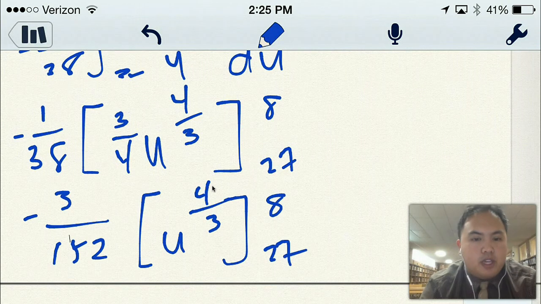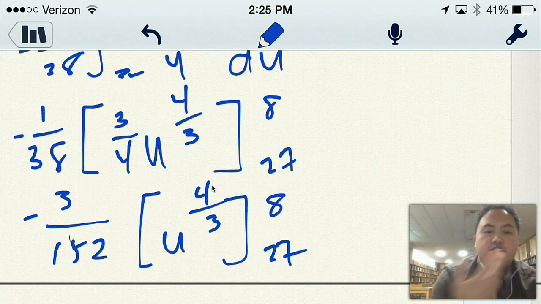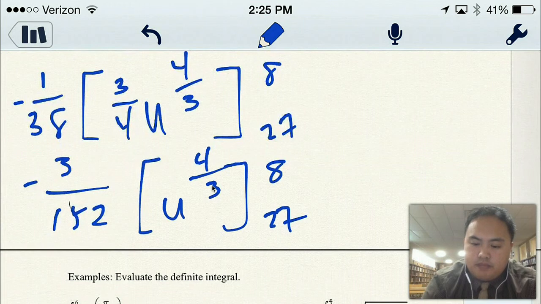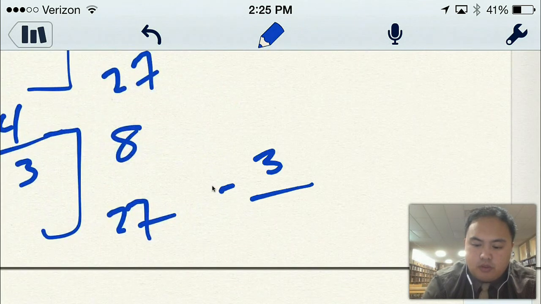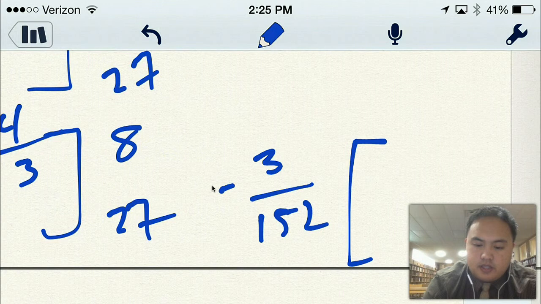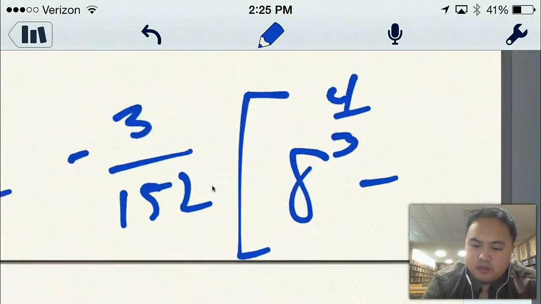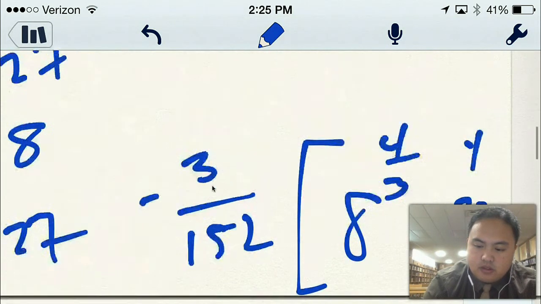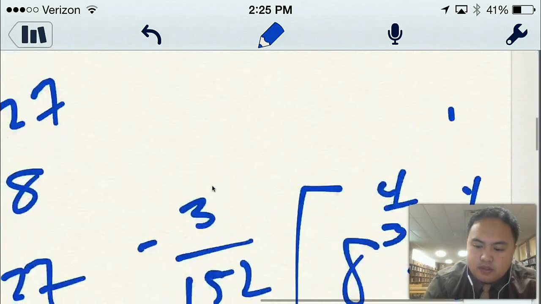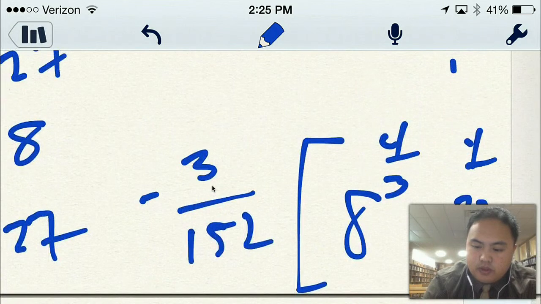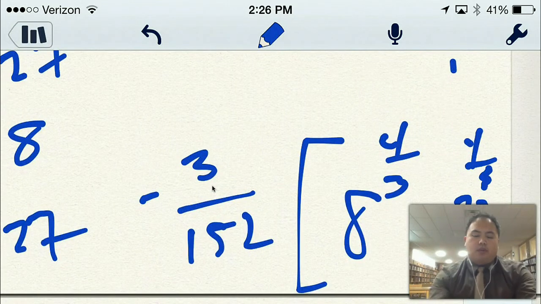And I don't have a calculator on me. So to finish the problem, so to speak, remember you plug in 8, you plug in 27, and you subtract the two. So my answer is going to be negative 3 over 152, parentheses, 8 to the 4/3 minus 27 to the 4/3. Okay, so that's how you solve these types of problems.